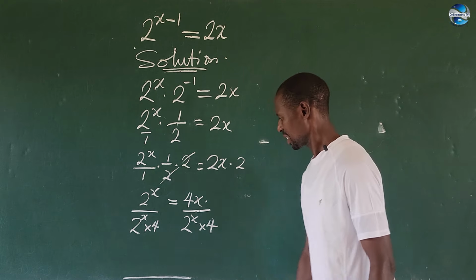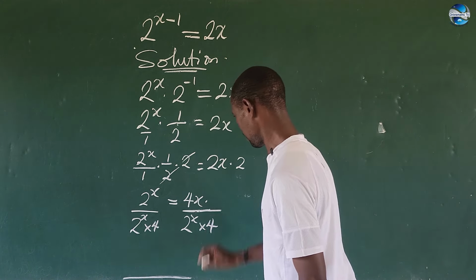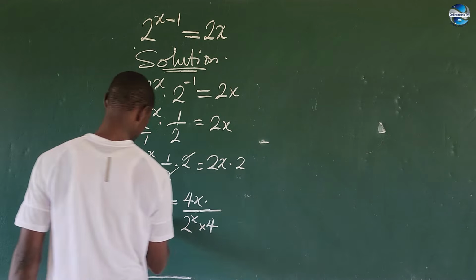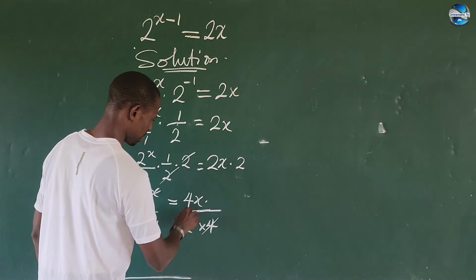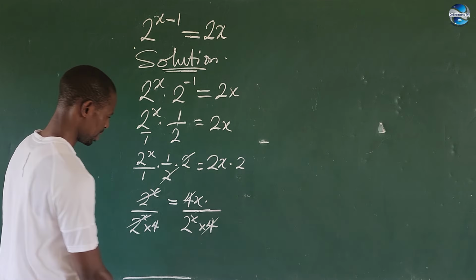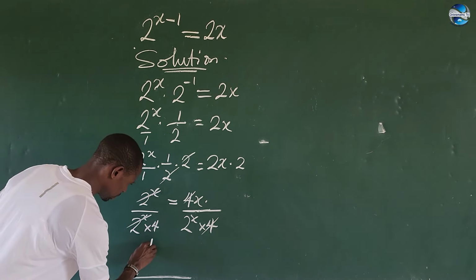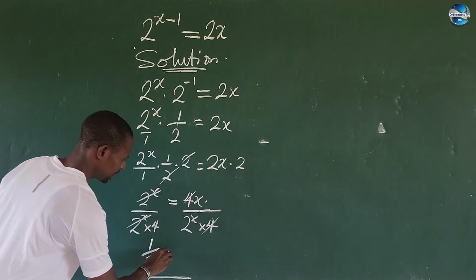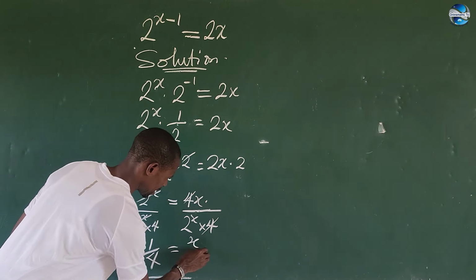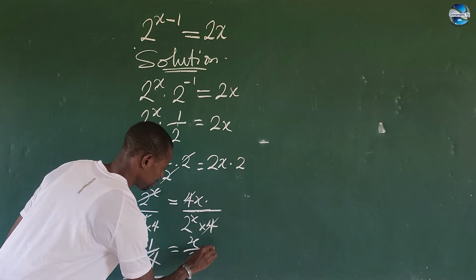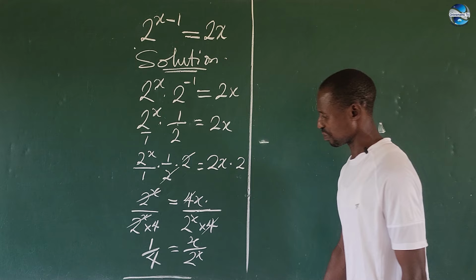Okay, so let's watch out here now. What we do is easy. Let's extend this very well. This 2 to the power of x, we cancel it here. This 4, we cancel this 4 here. So we end up having 1 all over 4 on this side. This is equal to x all over 2 to the power of x. All right? Good. So let's proceed.